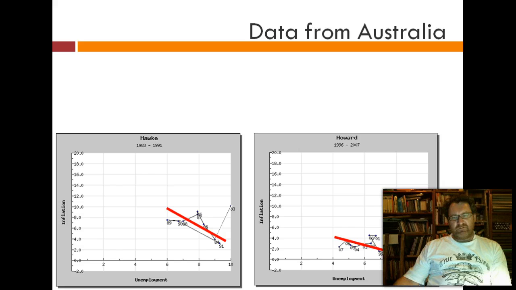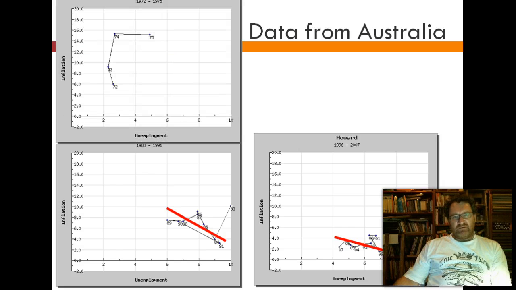What if we look at these guys, however? This here is the Whitlam period. Now, there's not many data points here, so we can't really say very much about it.